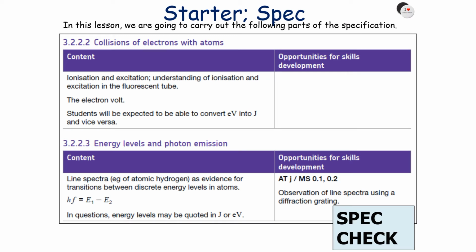So in this lesson we're going to be looking at the collisions of electrons with atoms and the energy levels and photon emission part of the AQA A-Level Physics specification.